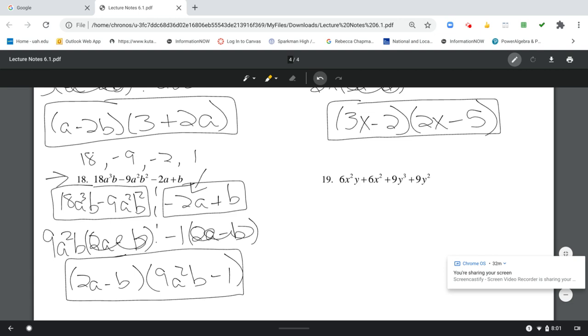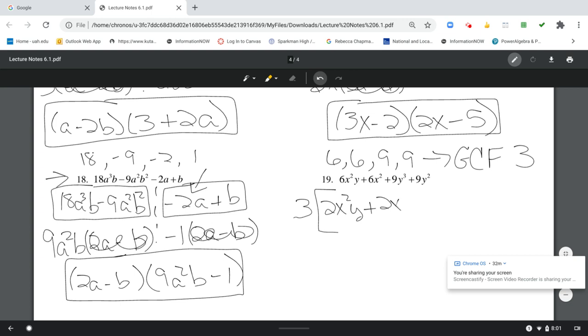So the last example that we're going to do actually does have a greatest common factor in it. When I look at the numbers 6, 6, 9, and 9, the greatest common factor, I can divide all of those numbers by 3. So I'm going to take out my 3, and that's going to leave me with 6 divided by 3, which is 2x squared y. 6 divided by 3, which is positive 2x squared. 9 divided by 3, which is 3y to the third. And 9 divided by 3, which would give me 3y squared.